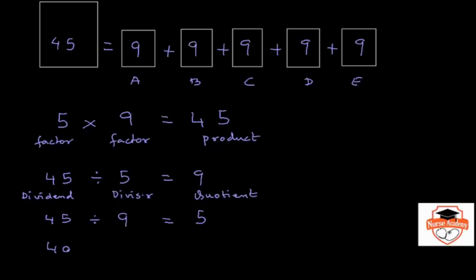Similarly, 40 divided by 8 is equal to 5 because 8 times 5 is equal to 40. Try and relate this multiplication sentence to this division sentence.